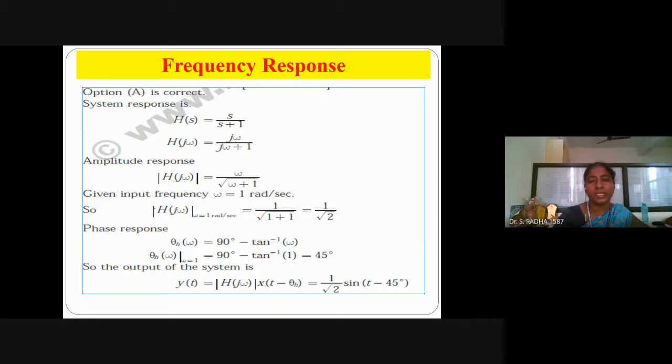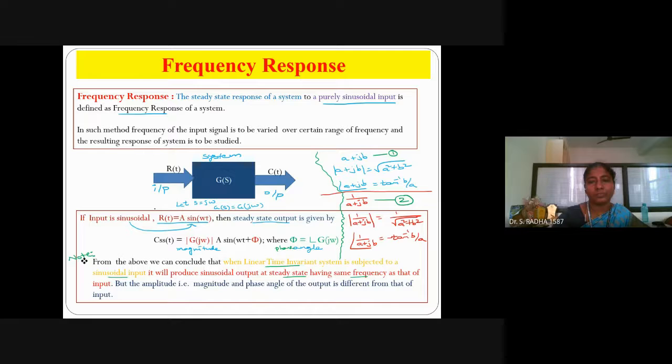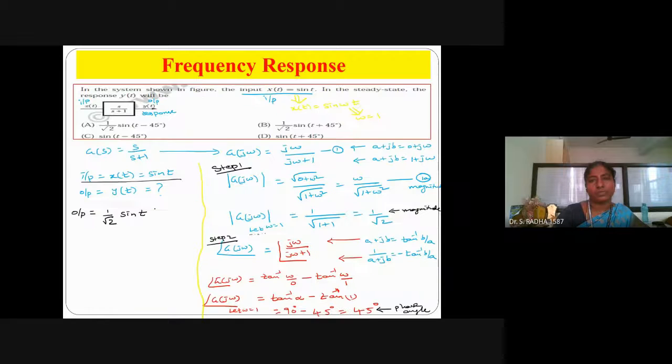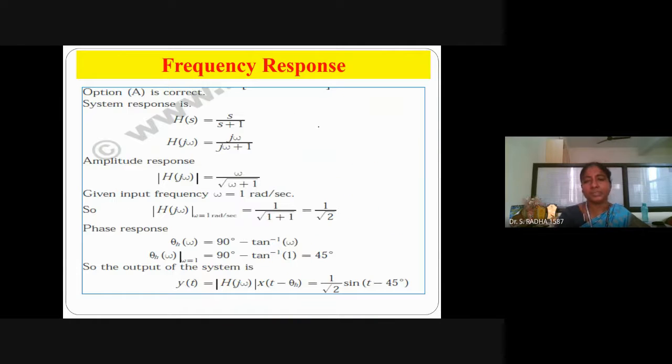This is omega t minus pi. There should be a delay. There is 1 by root 2 sine t minus 45, t plus 45. Both are available. This is the general notation of output.